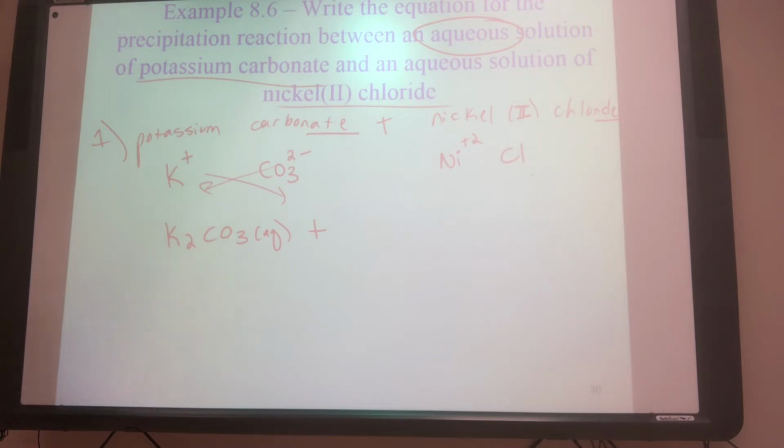Then I need to know, well, what's the charge on Cl? It's in group 7, so that means it's a -1. Cross down, and I get NiCl2. Can I reduce that? Nope. So now I need to figure out, okay, what's its state? Its state is aqueous. All right, so now I have both of my reactants. Now I want to figure out what the products are.